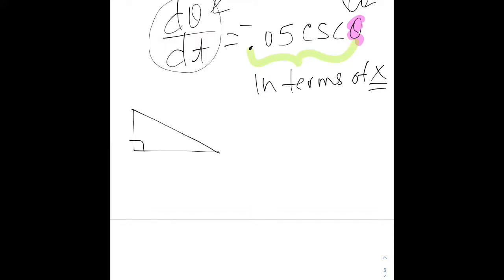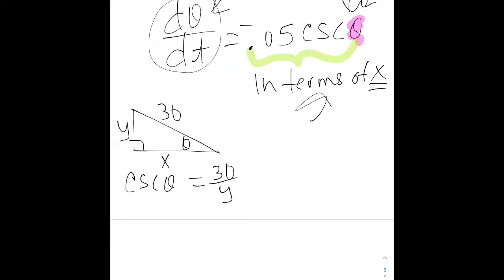All right, we know that this is x, this is theta, and this is 30. Well, don't we know that the cosecant of theta is equal to 30 over y? And you're like, well, crap, what's going on with that? Because I need this in terms of x. Why are we in terms of y? You guys, we can figure that out.